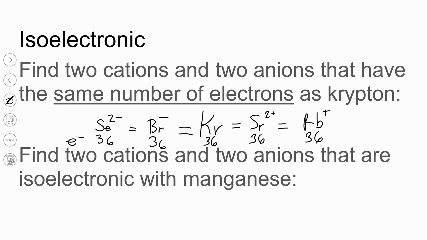Okay, does that kind of make sense how we do that? This is kind of a tricky one, you have to make sure you add the charge the right way. You have to make sure that you're adding the right number of protons or electrons.